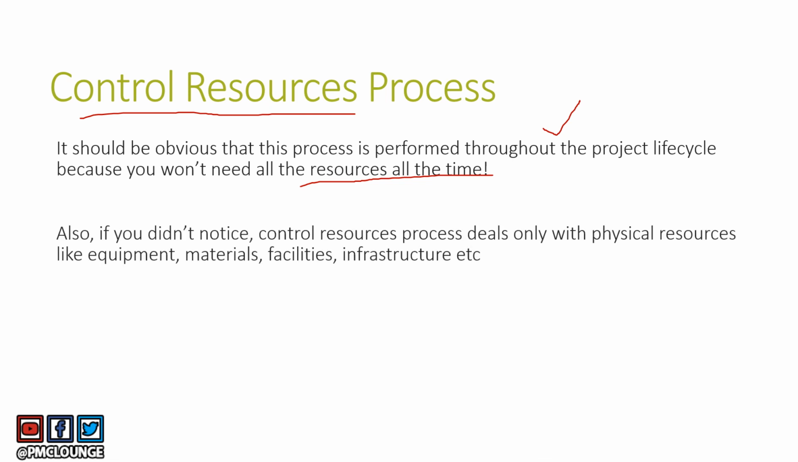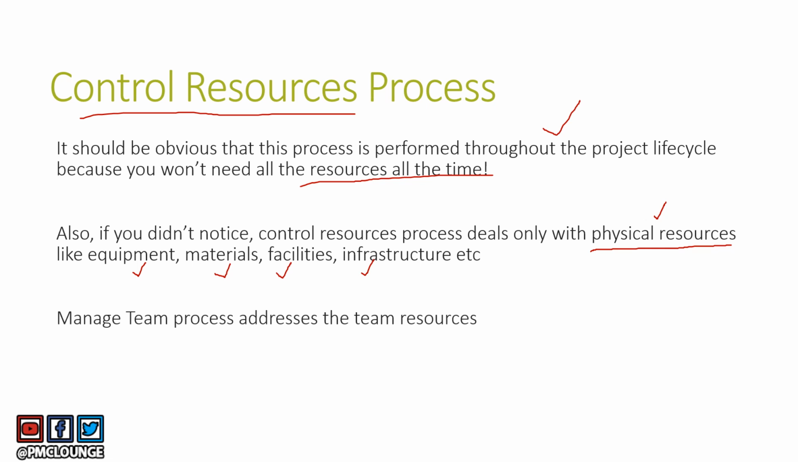Also, if you haven't noticed yet, control resource process deals only with physical resources. And I gave examples of physical resources, right? So physical resources like equipment, materials, facilities, infrastructure, these are physical resources. And the control resource process basically deals with only these resources. Now, if you're wondering what about human resources or team resources, then obviously we have a process for it already, and it is called manage team process. This is something that we have already discussed. The second link in the description will obviously have manage team process information as well.